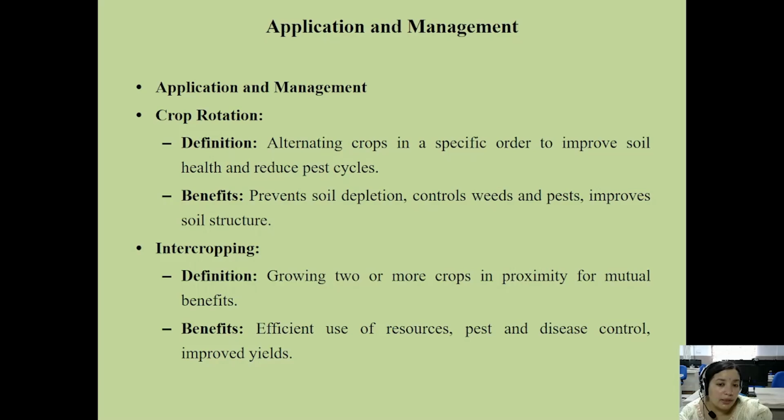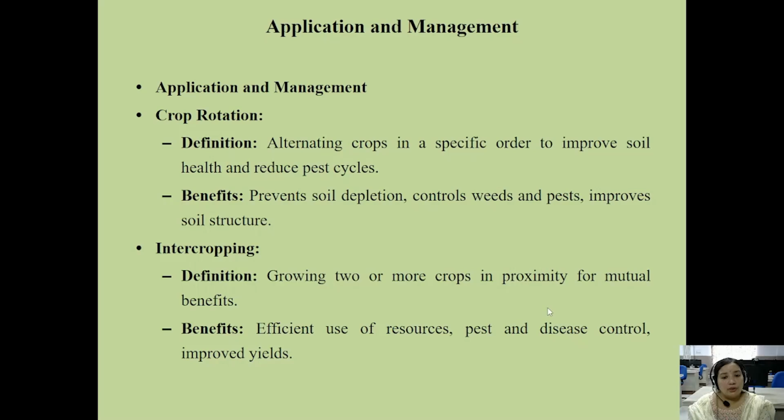The definition is alternating crops in a specific order to improve your soil health and reduce pest cycles. Benefits: prevents soil depletion, controls weeds and pests, improves soil structure. These are the benefits of crop rotation. And intercropping is there. The definition is growing two or more crops in proximity for mutual benefits and efficient use of resources, pest and disease control, improved yields.